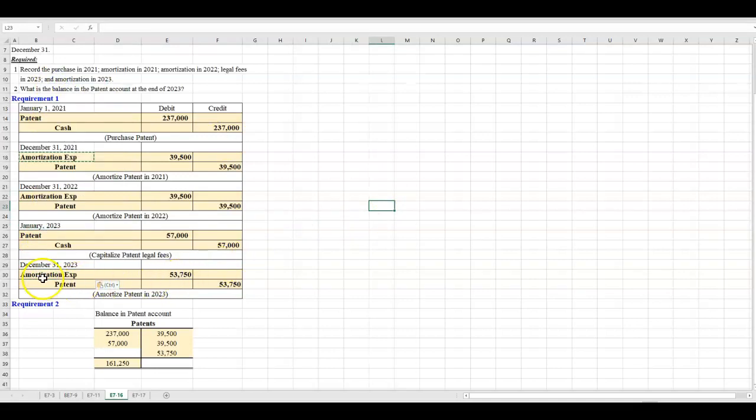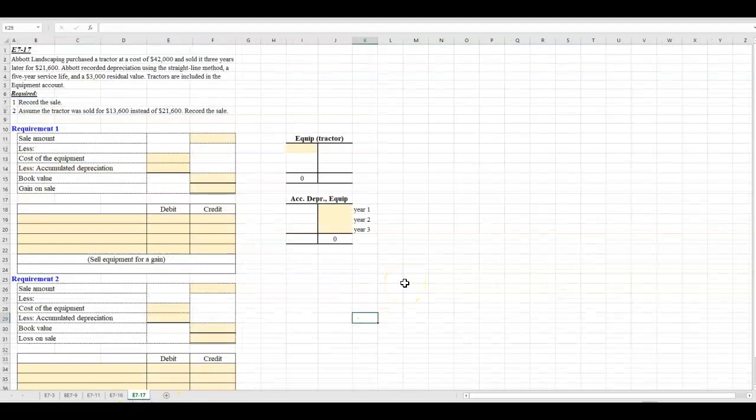You have an account called amortization expense that you debit, and you credit the intangible, the patent account. Okay, one more example.